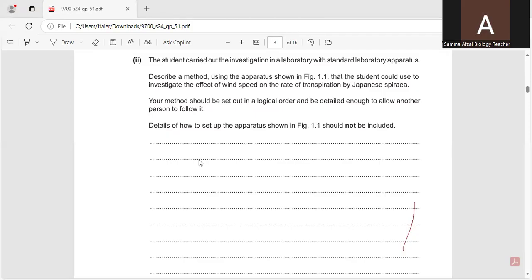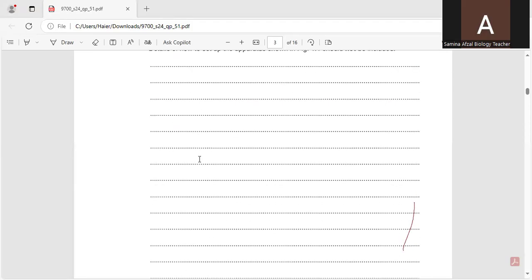So we are not going to include how we will set up the apparatus, but we will give a detailed account of the apparatus which was set for this purpose. First of all, I would like to tell you the details of this experiment, then we will write on the given space. For this purpose, we can use a well-watered plant, as has been shown in the figure.